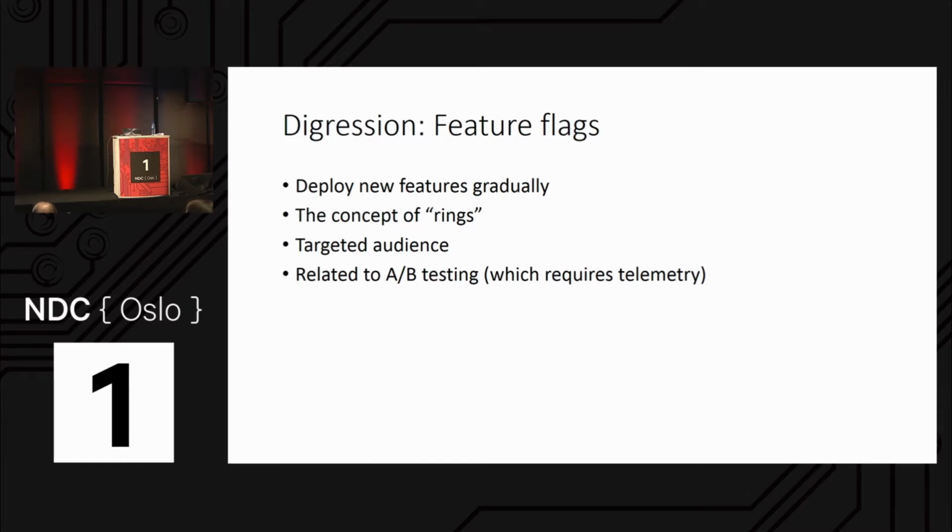And we can also target specific audiences if we want to. We can also use this with A/B testing. Basically we can have a certain subset of users, based maybe on a hash of their user ID, get the new feature, and the rest of the users get the old feature. And then, if we have telemetry in place, we can actually see if this is an improvement or not.